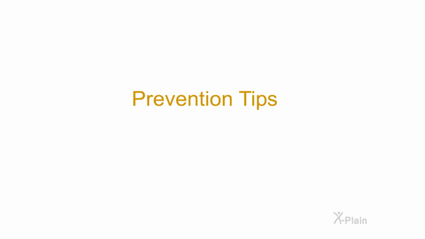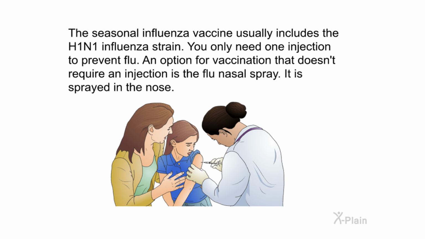Prevention tips. The seasonal influenza vaccine usually includes the H1N1 influenza strain. You only need one injection to prevent flu. An option for vaccination that doesn't require an injection is the flu nasal spray. It is sprayed in the nose.